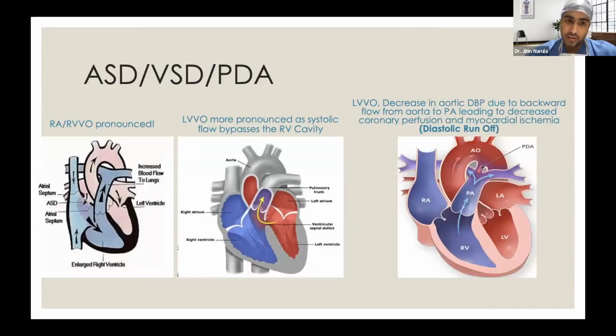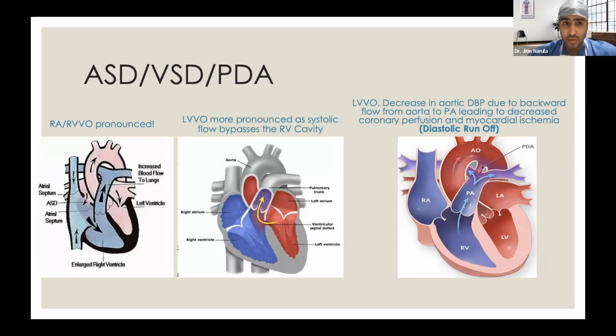So as I just said, the 3 most common presentations are ASD, VSD, and PDA, but they are all left to right shunts. They have minor differences. Let's discuss briefly. The shunt at the level of atria causes blood flow from left atrium to right atrium, and the right-sided circulation, the right atrium and the right ventricle, is under a volume overload. So the right-sided volume overload is pronounced in ASD.